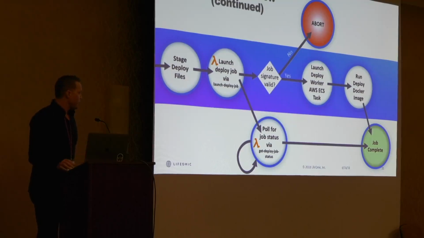In parallel, we are also polling for the job status. Because there's no network connection, we can't get a real-time update of the status, so we have a very narrow interface where we call a Lambda function just to poll for the job status. I can't remember the interval, but it's something like every 5 seconds we poll for the status. While the deploy worker is running, it launches our deploy Docker image, and at some point it's going to complete. While the deploy image is running, it's doing things such as running any custom bash scripts, or most typically it's running Terraform, which is automatically applying the changes that are necessary to get the infrastructure to the right state.